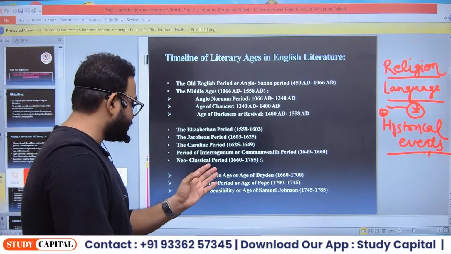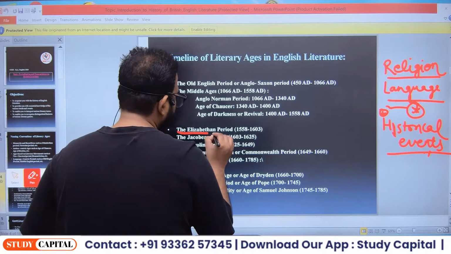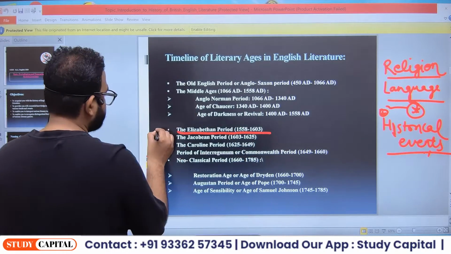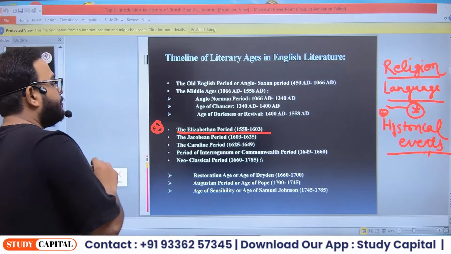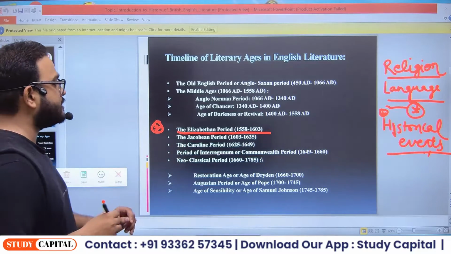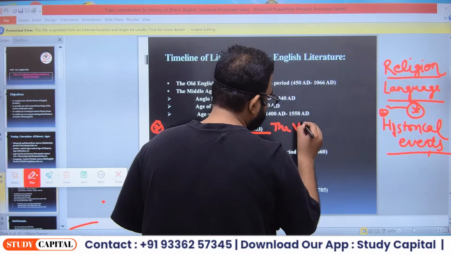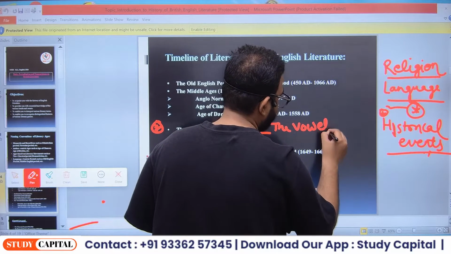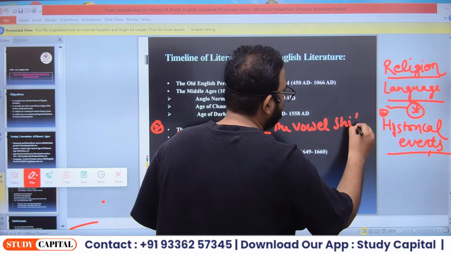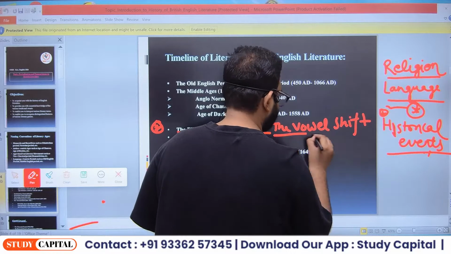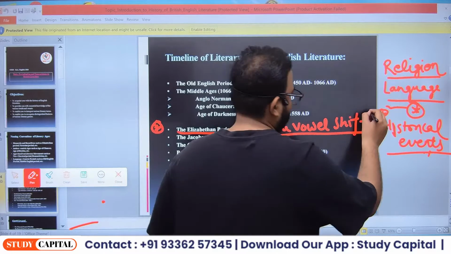There are many other ages. Now if you see the Elizabethan period, I'll give you an example from this era as well. Before the beginning of the Elizabethan period, there was the vowel shift. I don't know whether you are aware of this or not, but they have asked about it in the NET examination as well. And I'll try to link it with language.